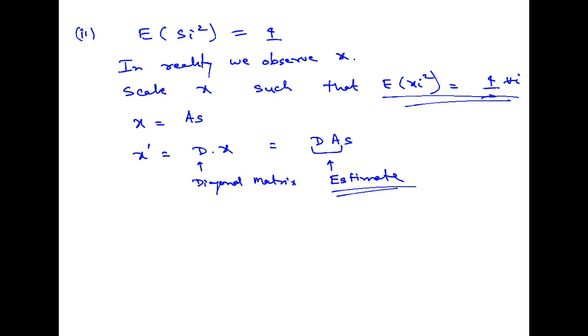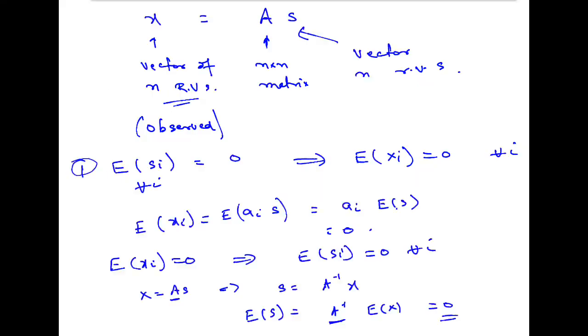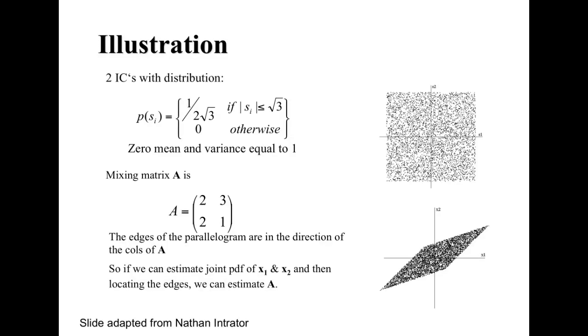So when we talk about independent component analysis, why not only statistical independence? Why do we need to do more?